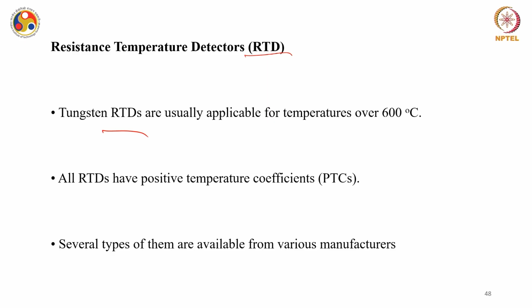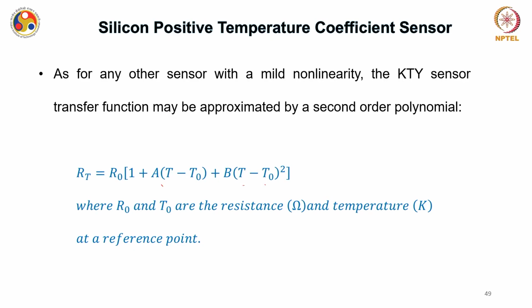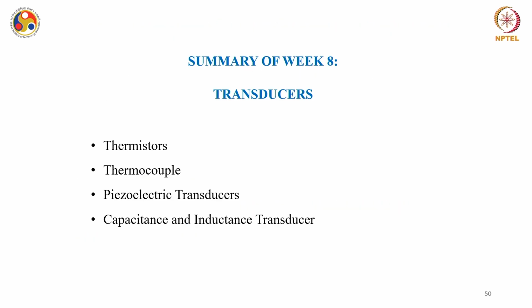All RTDs have a positive temperature coefficient because they are all based on metallic wires, and several types of them are available from different manufacturers. Then the KTY sensor was another device which we saw, a positive temperature coefficient sensor in silicon, which was very specific. Mostly we saw that NTC devices are there, but for positive temperature coefficient we saw the specific KTY sensor, and we studied its characteristic and which temperature range it can cover.